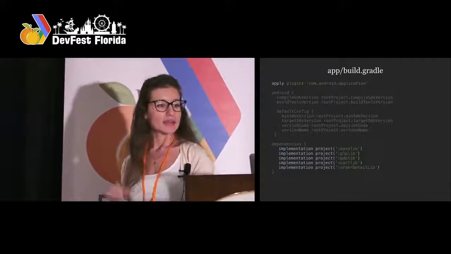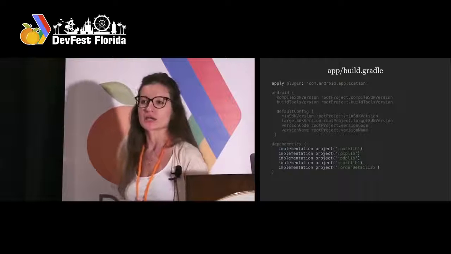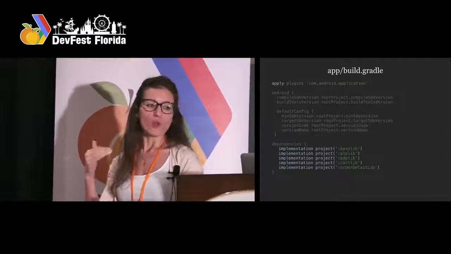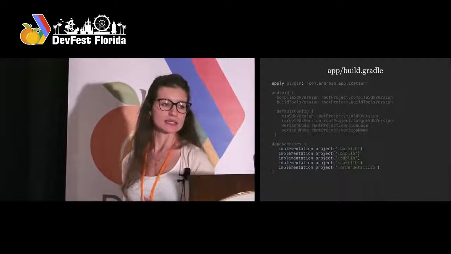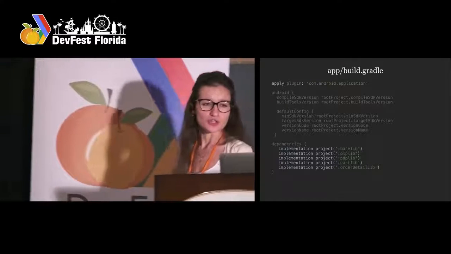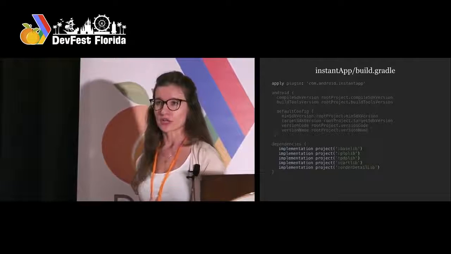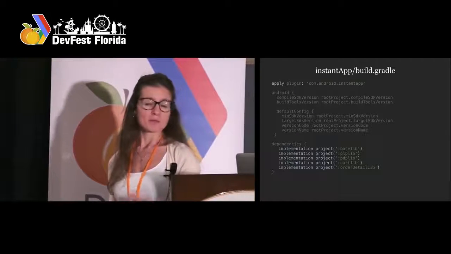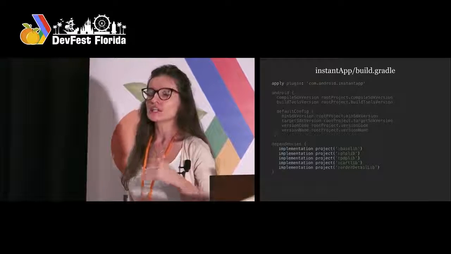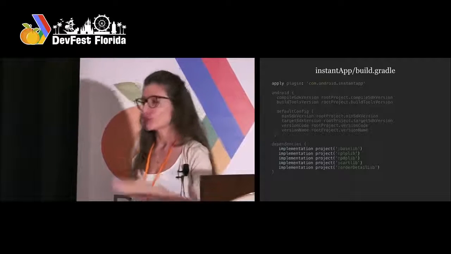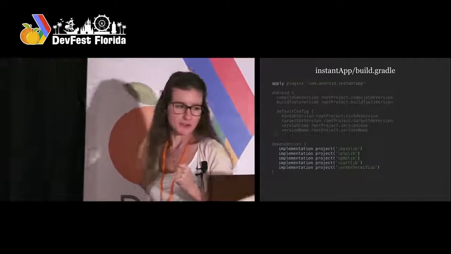The build.gradle file of the app module would have our well-known com.android.application plugin. And in the dependencies block, we have to set the implementation project configuration of all the feature modules. In our case, it's PLP, PDP, cart, and order detail, plus the base module. And a similar thing we have to do within our build.gradle file of the instant app module. The plugin is different. It's com.android.instantapp, but the dependencies block is very much like the app module. So we have to give reference to our feature modules as well as the base module.